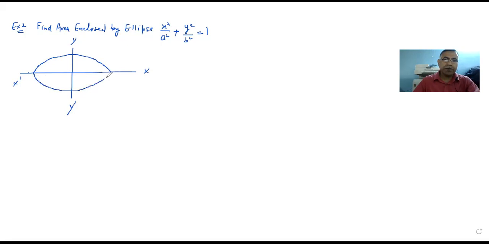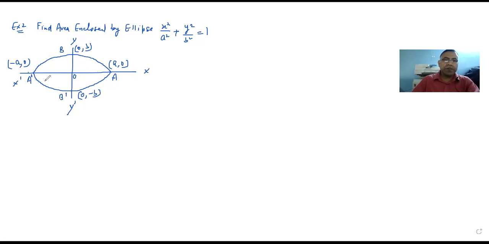This is the ellipse. So this is my A0, minus A0, 0B, 0 minus, and this is A. So let the point be A, let it be A dash, let it be B, and let it be B dash.